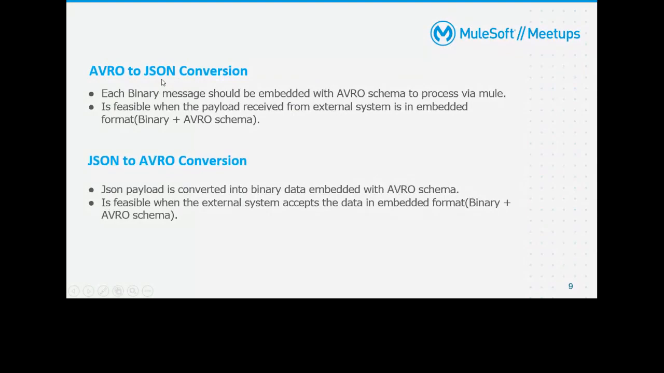For Avro to JSON and JSON to Avro conversion, it is feasible only when the incoming data to MuleSoft is in the embedded format. What I mean by embedded format here is that the data is binary plus the Avro. So mostly in this session, you will be seeing conversions from binary to JSON and JSON to binary using Avro. Similarly, we can achieve this for different data formats as well. Here in this case, we're using binary to JSON, right? For any data formats, you can still apply the same approach.